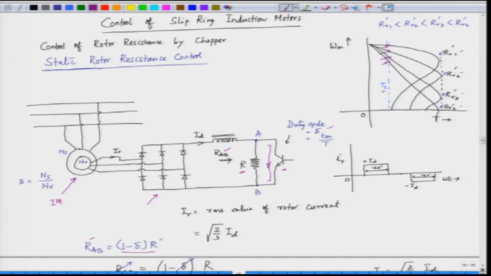Okay. Now, if we want to control this in a closed loop, we have to control this current, that is ID. ID is the current in the DC link. If we can control this current ID, we can control the torque, and if we control the torque, the speed can be controlled. So, let us see a closed loop block diagram of a chopper controlled rotor resistance induction motor drive.